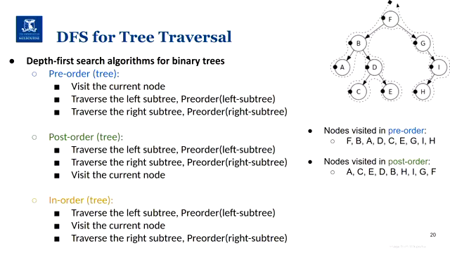And then we do the same on the other side, which would be H, then we go back to I, then we go back to G, then we go back to F. And the root is the last one. And what about in-order?